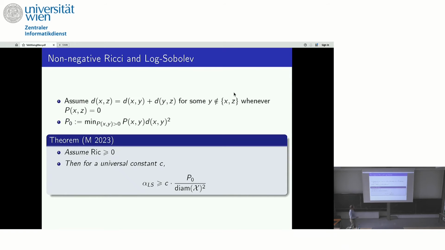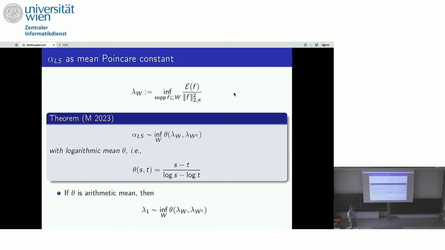Okay, so let me first ask you another question: if you have seen something like this in the Riemannian setting or in any kind of setting. That is a characterization of the log-Sobolev constant just in terms of Dirichlet eigenvalues. What you do is you think you have your space, then you separate it into pieces, into W and W complement, and you consider the Dirichlet eigenvalues on both of the pieces. And what you do then is to take the logarithmic mean of these two.